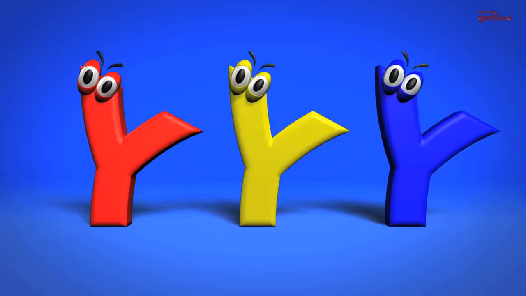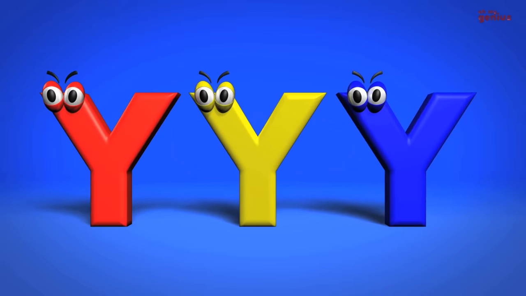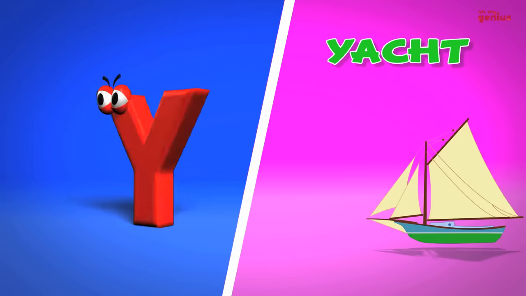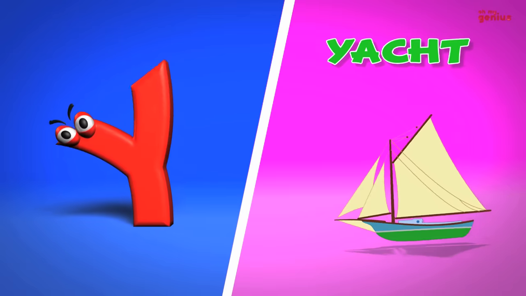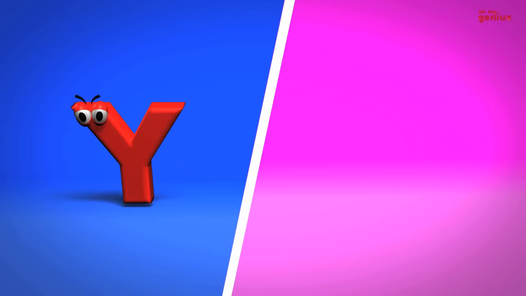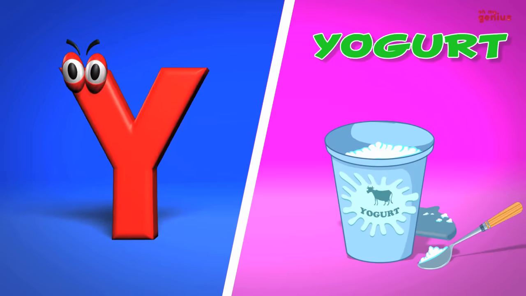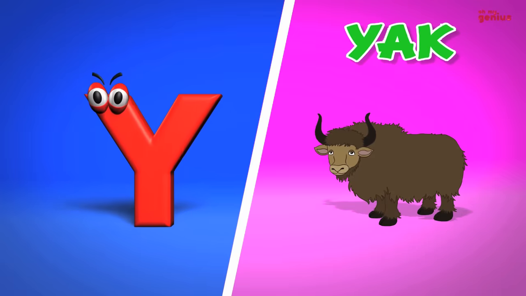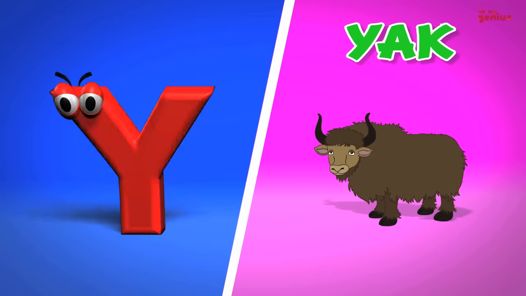Comes the letter Y. Y is for yellow, Y, Y, yellow. Y is for yacht, Y, Y, yacht. Y is for yogurt, yogurt. Y is for yak, yak.